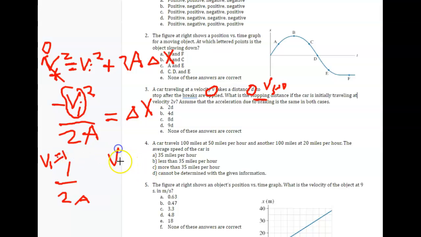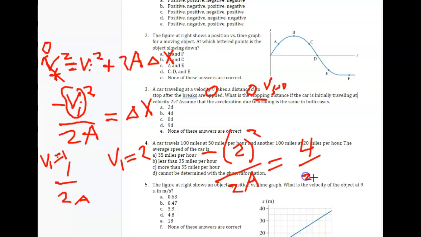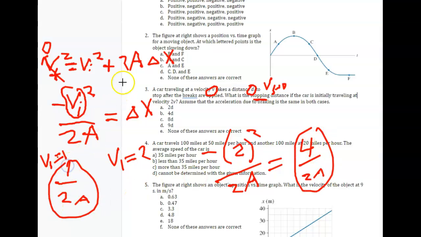All right, now let's do it again for vi equals 2. So what do I put in there? I get negative vi squared over 2a. And if we do the math on that one, and we just ignore that negative sign because it's going to be canceled out by the a, we get 4 over 2a. So if we look at this here, this one here is 4 times as big as the initial one with vi.